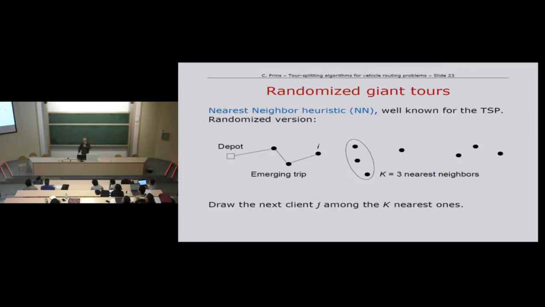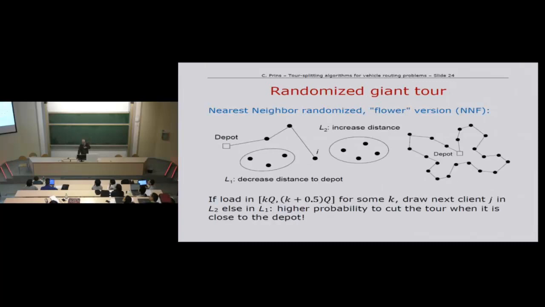Okay. So now to generate many different giant tours, we randomize it. It's very easy. In fact, instead of adding the closest node, you build a restricted candidate list, for instance the k nearest neighbors. Here k equals 3. It's a parameter. You choose it, and you draw the next customer at random among the k nearest ones. And you do this at each iteration. So provided you don't reinitialize the random number generator, if you call the same heuristic a second time, you will obtain a different tour each time. And you split all these tours and you return the best solution.